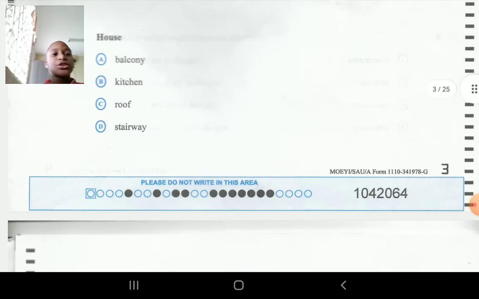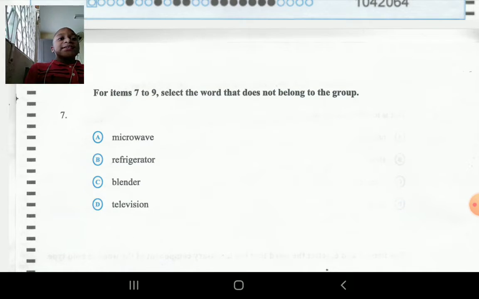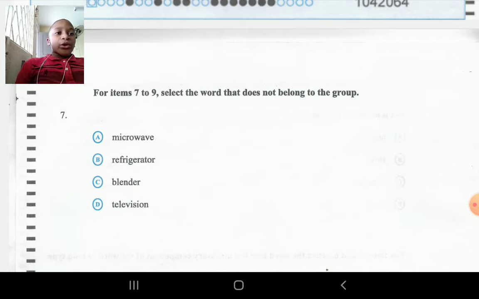Okay, continue down. For items 7 to 9, select the word that does not belong to the group.